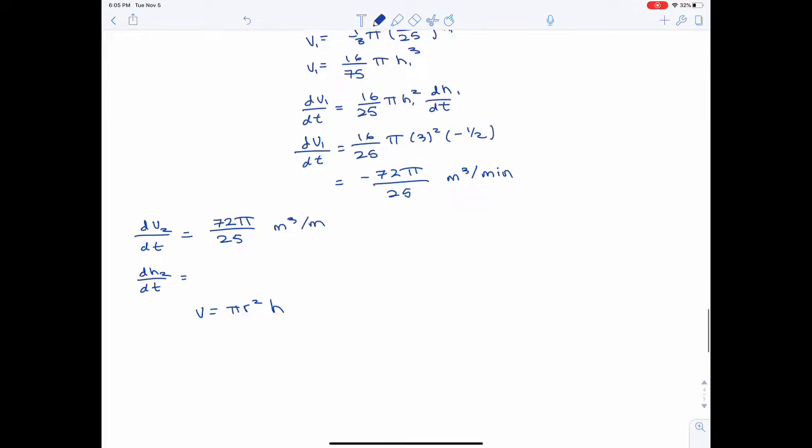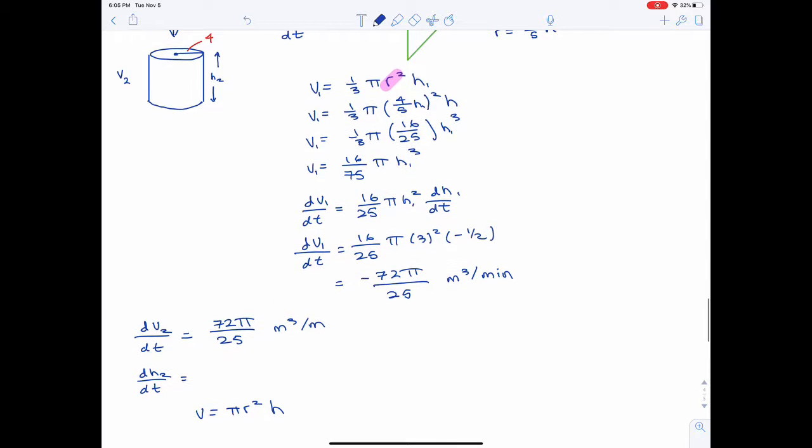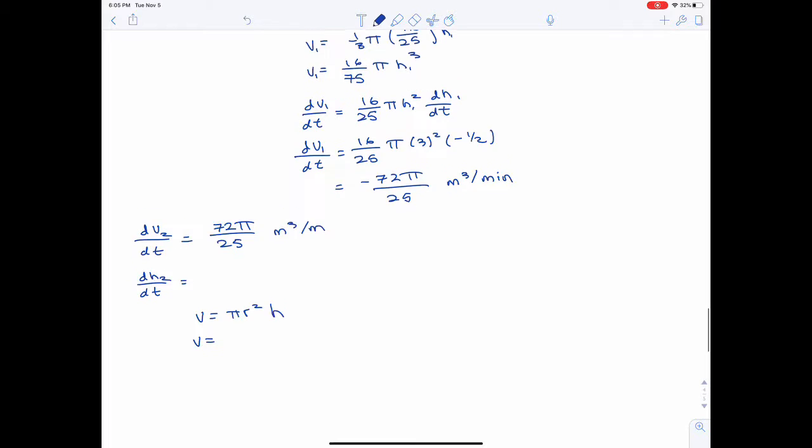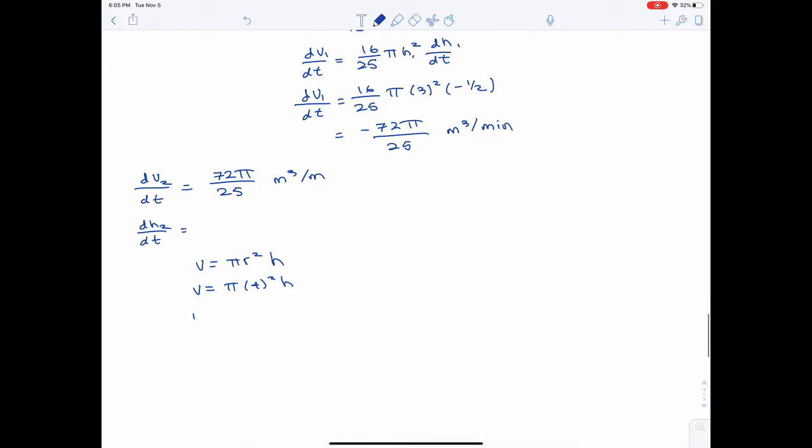Now, I want to remind you, let's go back. R in this case is a constant. It is 4. It is never changing. And since it's a constant and it's never changing, I am going to replace R with 4. So I get pi r squared, so 4 squared times h. So simplifying that, I get V equals 16 pi h. Sorry, that is volume 2, height 2.